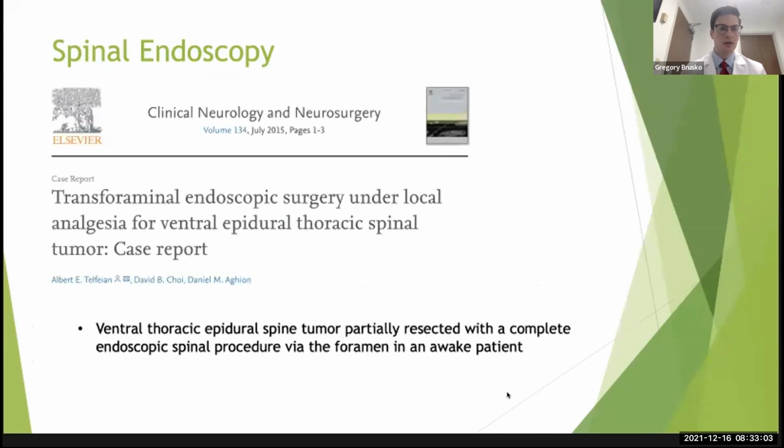There are also case reports of endoscopic surgery under local anesthesia. This was a 16-year-old female who had a prior T4 to 7 laminectomy and fusion for a tumor resection, but it had come back, and the diagnosis on the biopsy was inconclusive. So in a very minimally invasive approach, they partially resected and biopsied the lesion, in a completely endoscopic and awake case. So that was an interesting concept. I'm sure that some people will continue to further develop it as well.